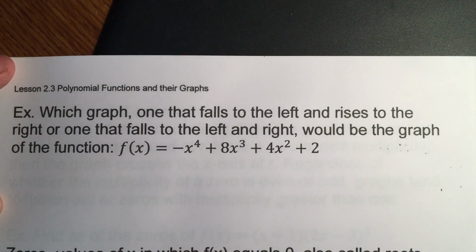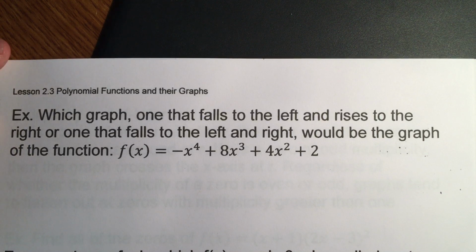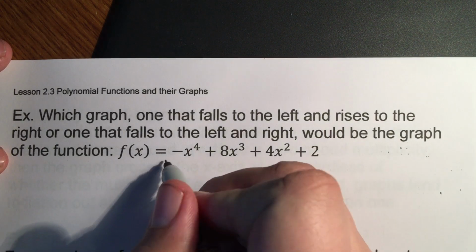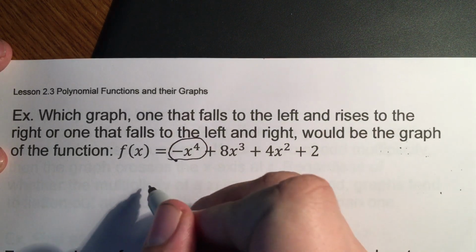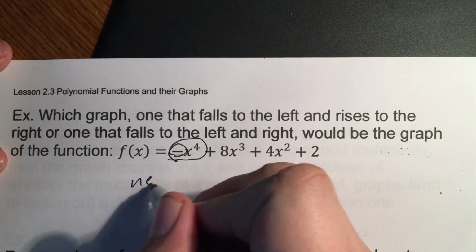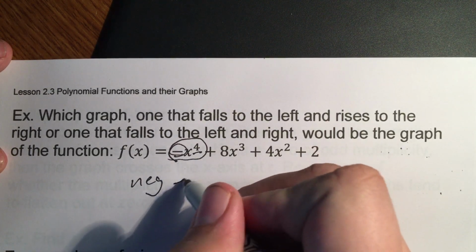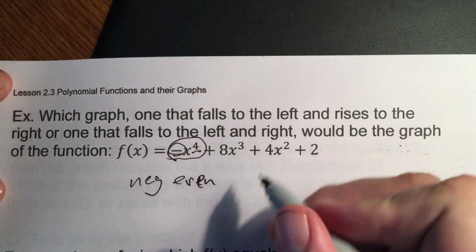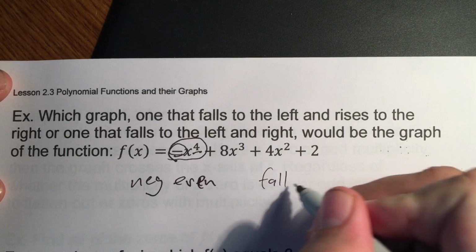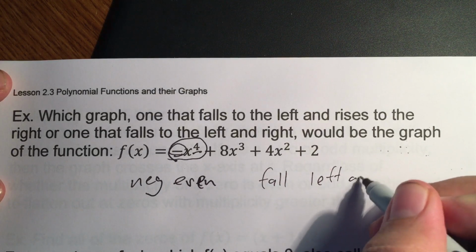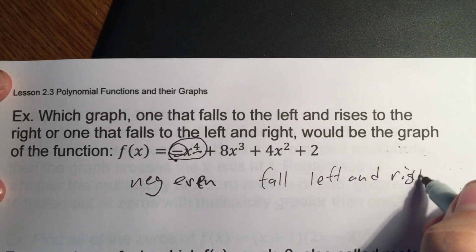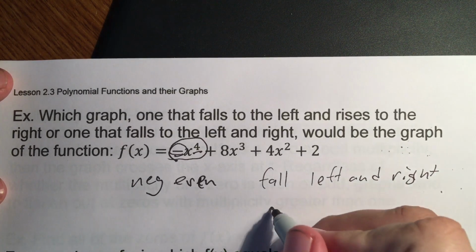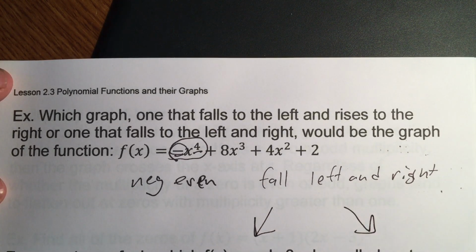So which graph, one that either falls to the left and rises to the right, or one that both falls to the left and right, would be this graph. Again, if we look here, our number in front is going to be negative. Our exponent is even. So if it's even, they're both going the same way. So in this case, it's going to fall left and right. So both sides of our graph are going to be doing that.